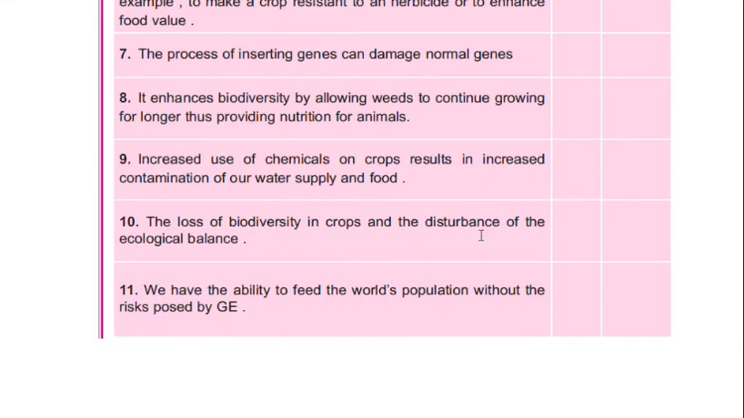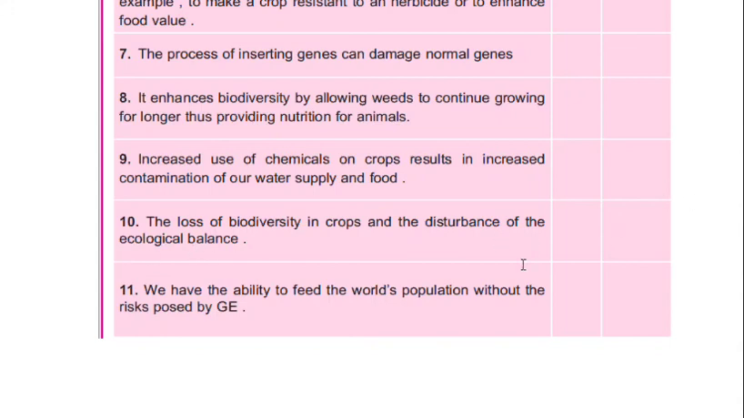10. The loss of biodiversity in crops and the disturbance of the ecological balance. If we use genetic engineering, we can lose biodiversity in crops by favoring some types of plants or animals over others, and that will cause a disturbance of the ecological balance. We disturb the ecological balance, and that is something negative, so it is against.